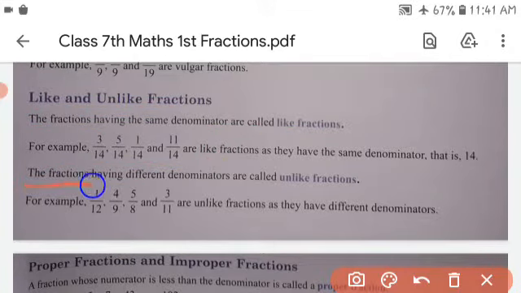Now the fractions having different denominators are called unlike fractions. For example, 1 by 12, 4 by 9, 5 by 8 and 3 by 11 are unlike fractions as they have different denominators.